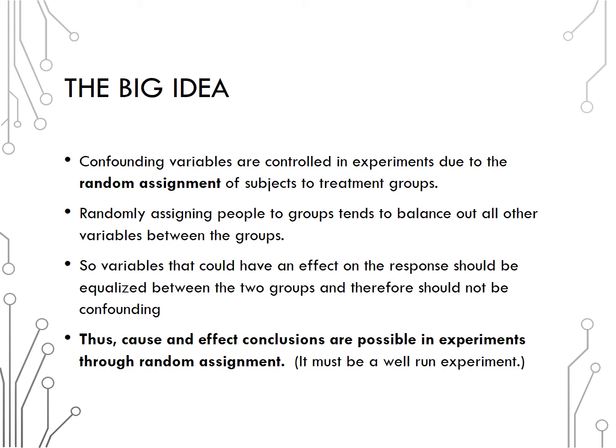Confounding variables are controlled in experiments due to the random assignment of subjects or experimental units to treatment groups. By randomly assigning people to groups, we tend to balance out all other variables except for the one manipulated by the researcher, the explanatory variable, between our groups. In that way, our groups are similar or equivalent on every variable except for the explanatory. So any change in the response between the two groups must have been caused by the explanatory variable. Thus, we can draw cause and effect conclusions in an experiment when we have randomly assigned. Through random assignment, we have eliminated all other possible confounding variables, and so any change in the response must have been caused by the explanatory variable.